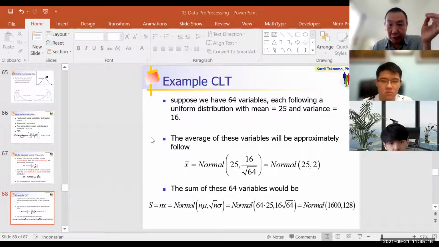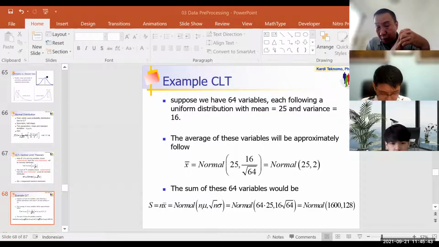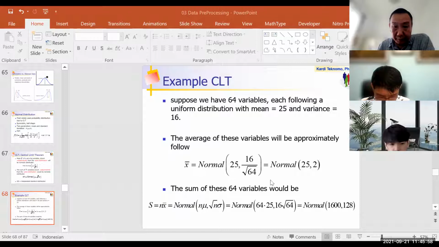So this is the example. Suppose you have 64 variables from a uniform distribution, and you get the mean 25 and the variance 16. Then what is the approximate normal distribution of it? From this sample, you can calculate that this is actually normal (25, 2). What does that mean? The 25 is the mean, and the 2 is the standard deviation.